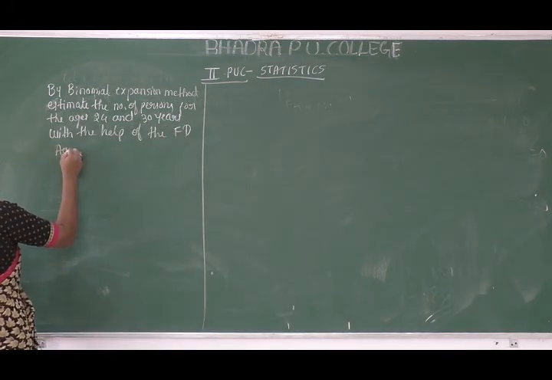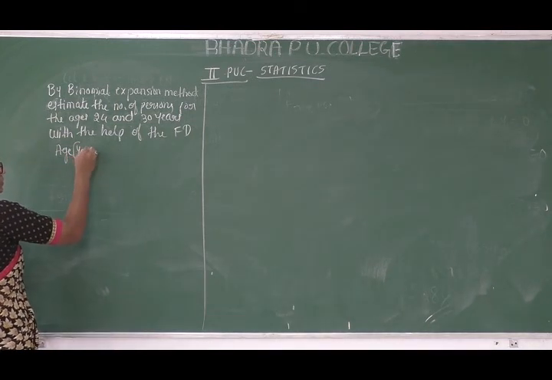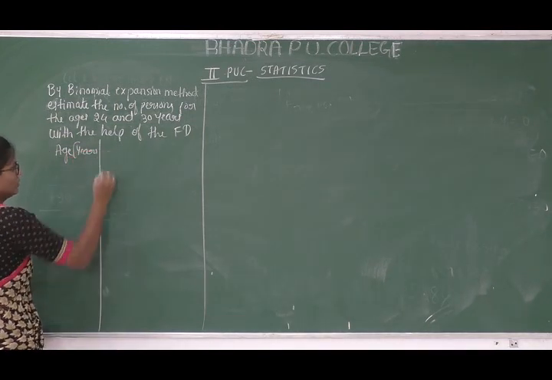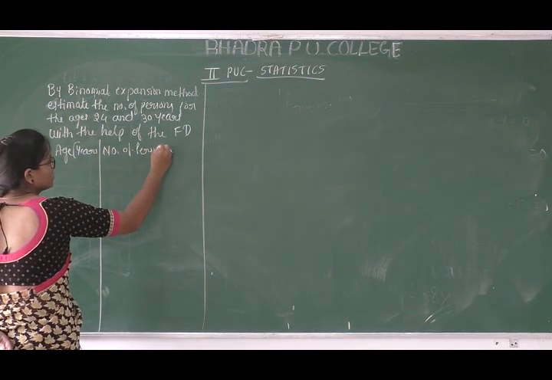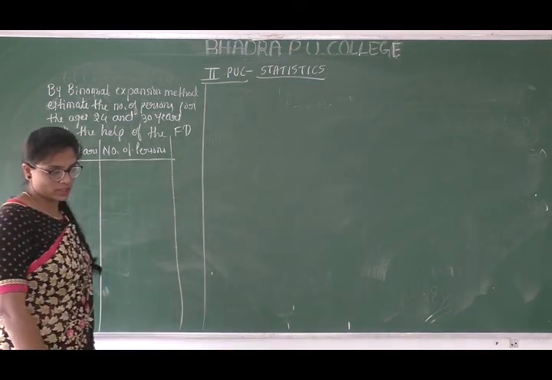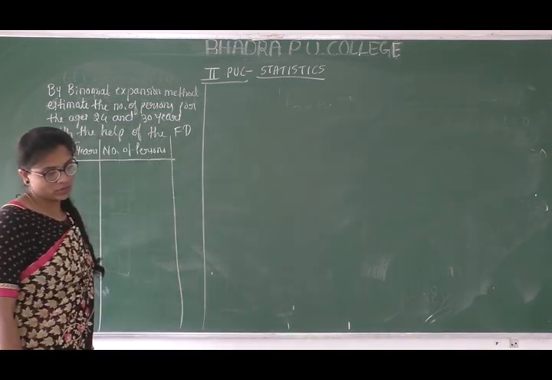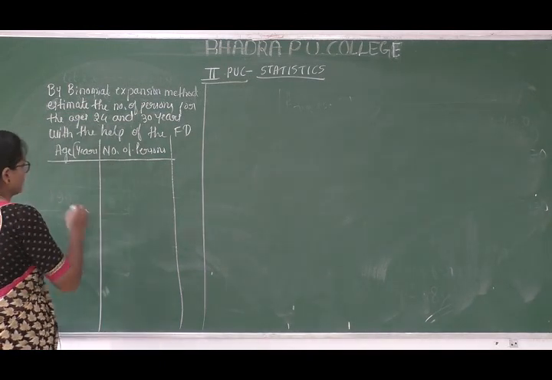Age in years, and number of persons. Here we have ages 18, 20, 22, up to 30.